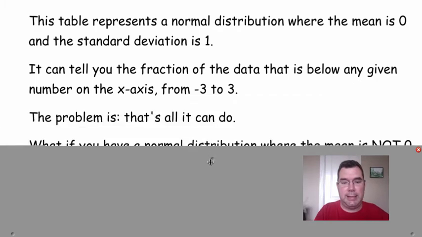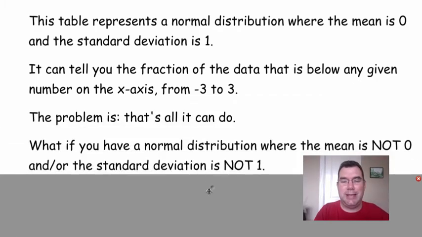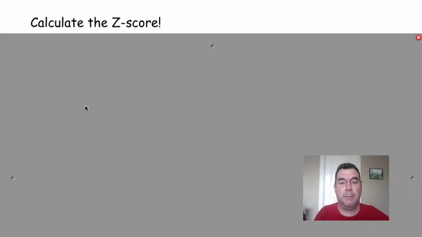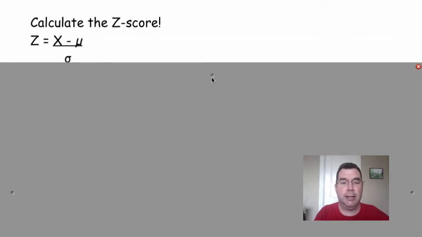So the problem with that is that it only does the normal distribution where the mean is 0 and the standard deviation is 1. So how do I use it if I don't have that mean and I don't have that standard deviation? Well, all we have to do is convert from our normal distribution to the one that's on the table, and that's called the Z-score. Here's how you calculate it.